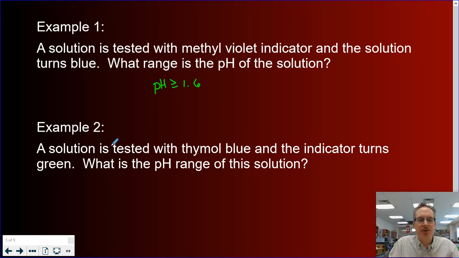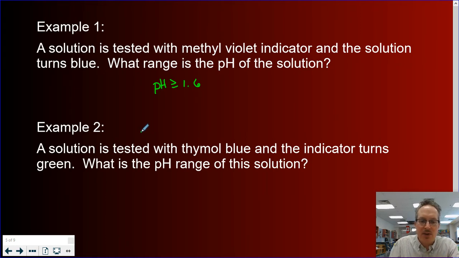Let's look at example number 2. A solution is tested with thymol blue, and the indicator turns green. What is the pH range of this solution? Now, thymol blue, you'll notice there's a few on your table, but thymol blue is one of them that actually changes colors twice. So with the same indicator, it can indicate how acidic something is because it's got a very low pH value, but can also indicate how basic something is because it has a weak base sort of range there. So it actually changes color twice.